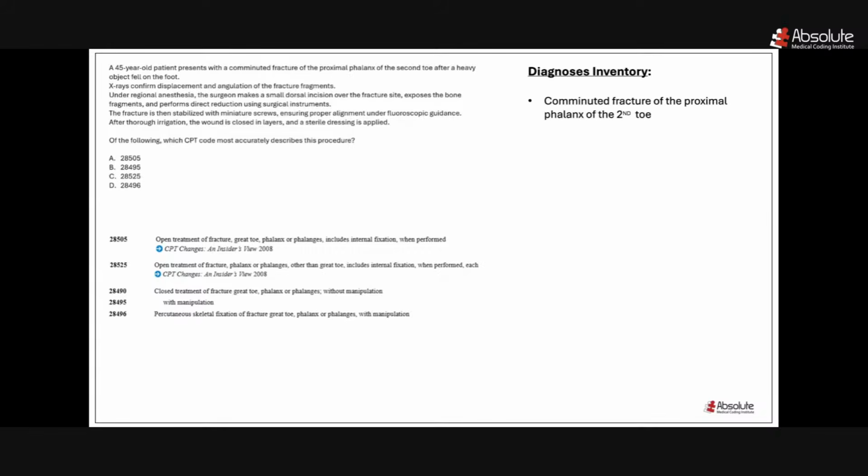Okay, here we have another patient who came with a comminuted fracture of the proximal phalanx of the second toe, right? And fracture treatment was again performed here. Now, what kind of fracture treatment was performed, coders? Is it open, closed, or percutaneous? What do you think? What kind of fracture treatment was performed?